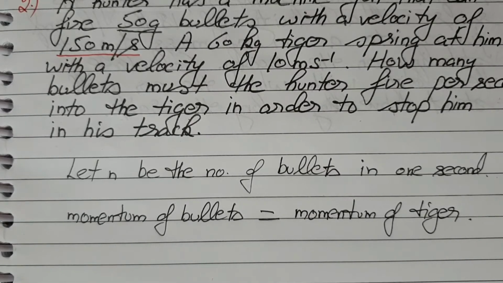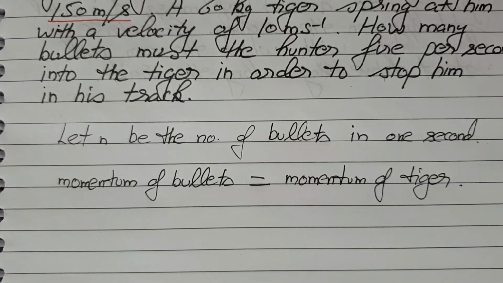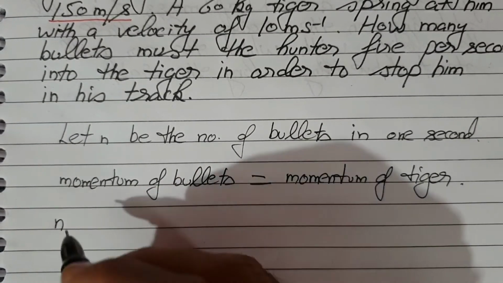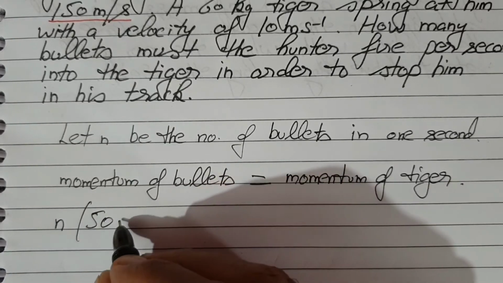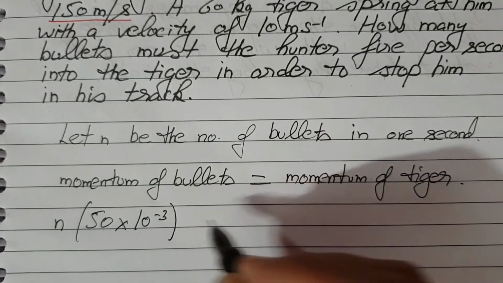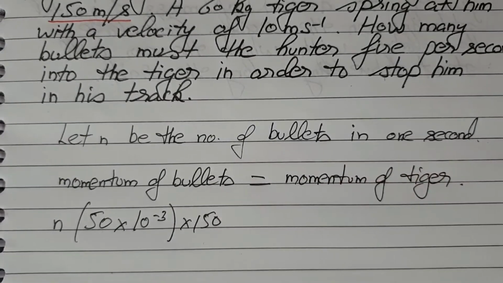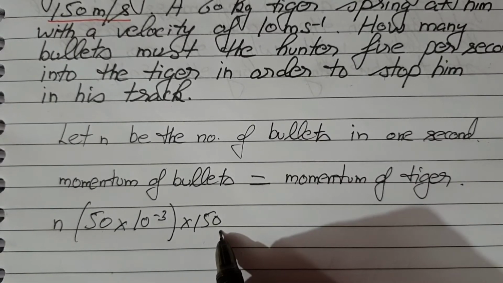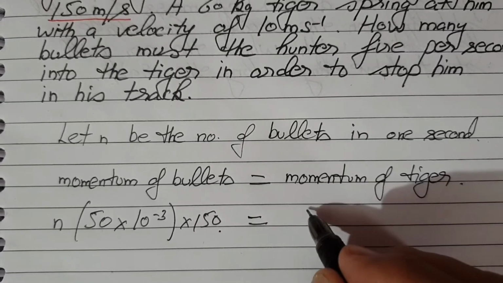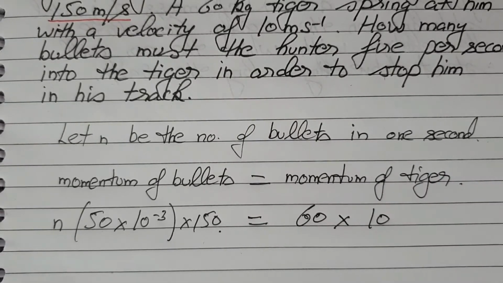Now the momentum of a bullet is mass into velocity. But there are n number of bullets, each having a mass of 50 grams, so convert this to kg. This means 50 into 10 to the power minus 3, or divided by 1000, which is the same thing, into 150, the velocity of the bullet. Now this is equal to the momentum of the tiger. The mass of the tiger is 60 kg, which is given in the question, and the speed of the tiger is 10 meters per second.